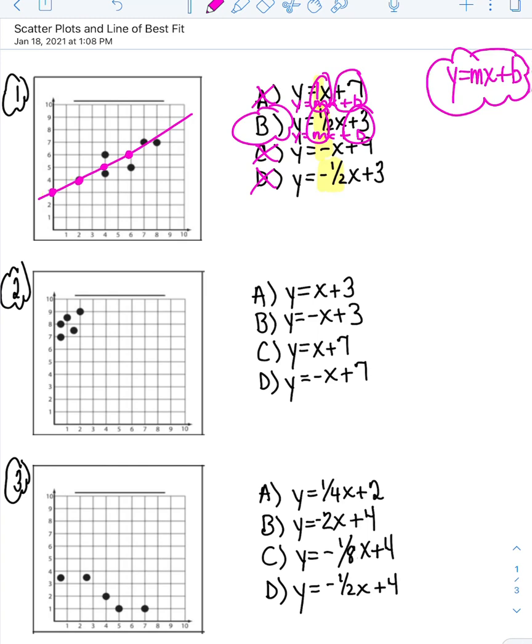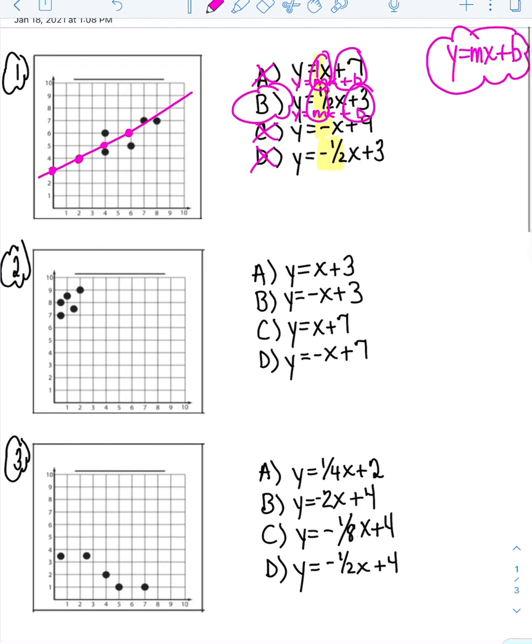So now let's take a look at number 2. Again, I'm just talking through the steps that I gave you Friday. First, decide if this has a positive or negative relationship. It looks to me like my dots appear to be going up, so that's positive. They're increasing. So looking at my choices, my slopes, I have a positive 1, a negative 1, a positive 1, and a negative 1. Well, if my relationship is positive, I'm going to mark out B and D because they have the wrong sign on the slope.